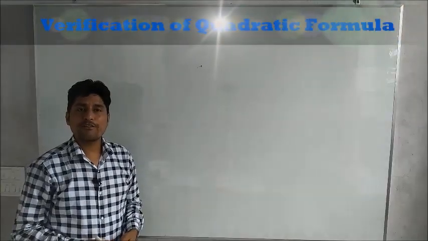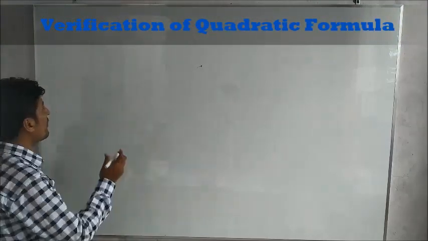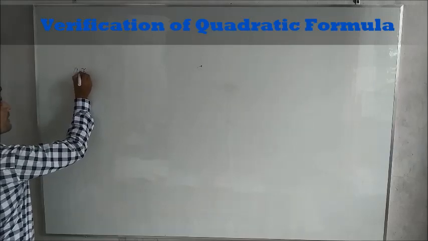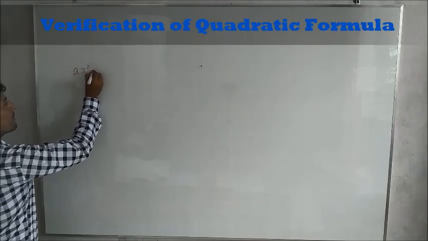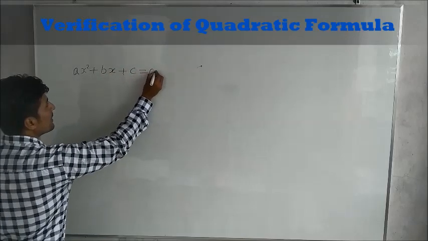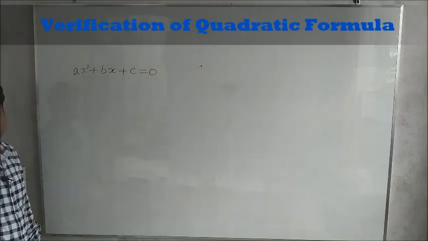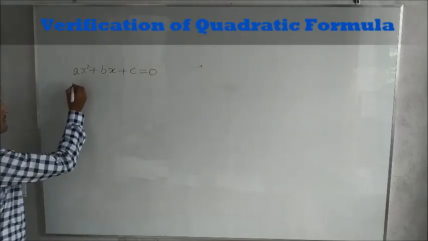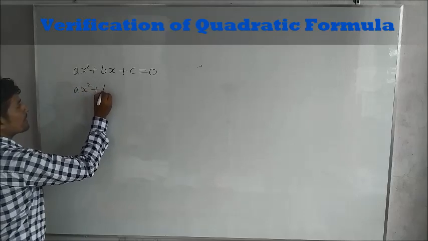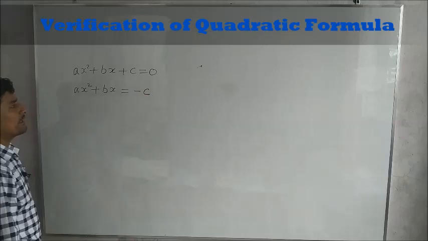Now let us see the verification of quadratic formula. For that, first of all, we will consider a quadratic equation ax square plus bx plus c equals to 0, where a, b, c are the real numbers and a is not equals to 0. Now this equation can be written as ax square plus bx equals to minus c.